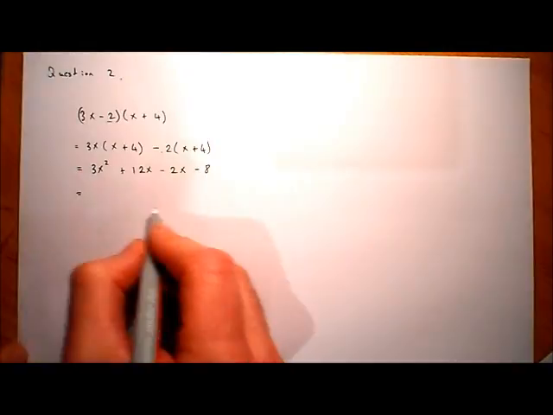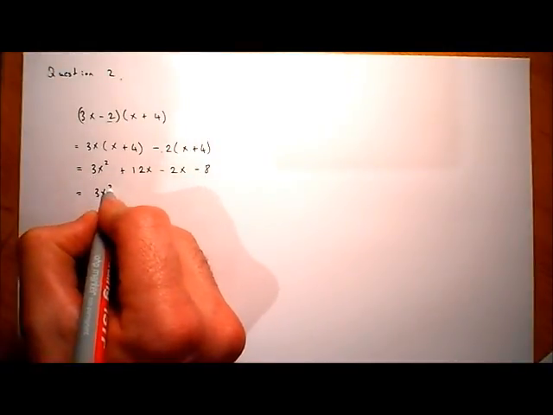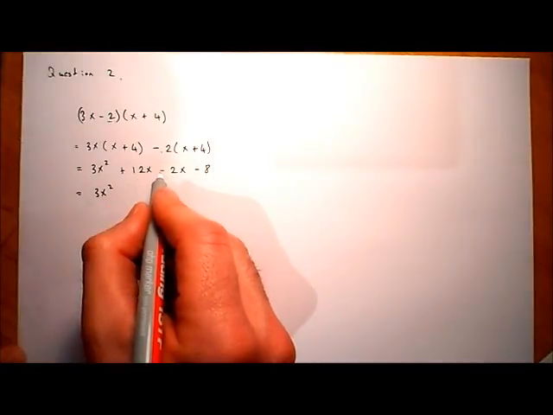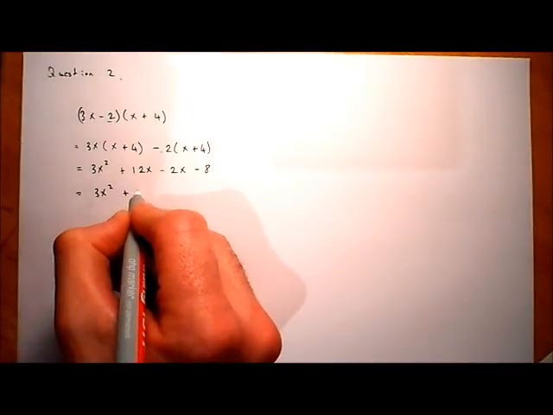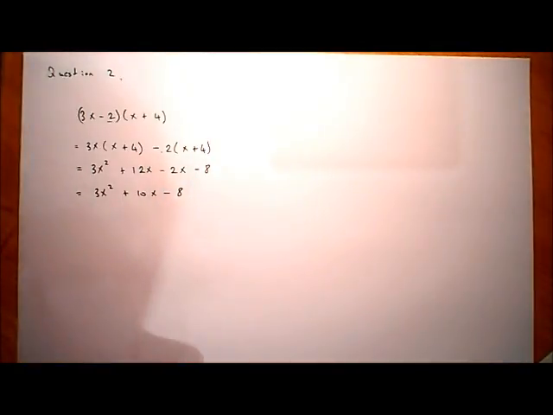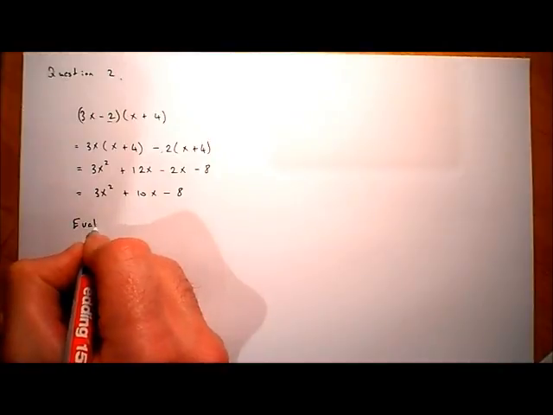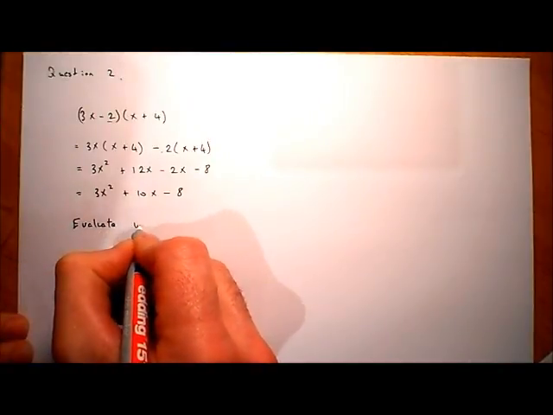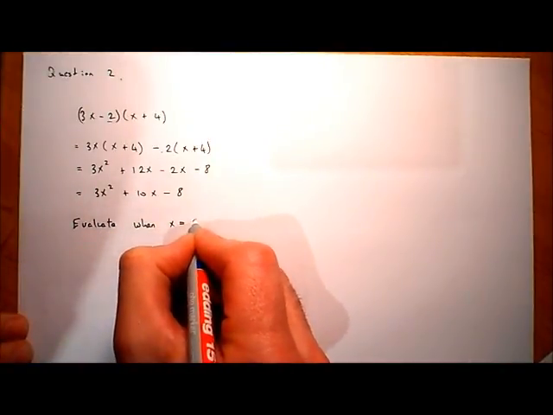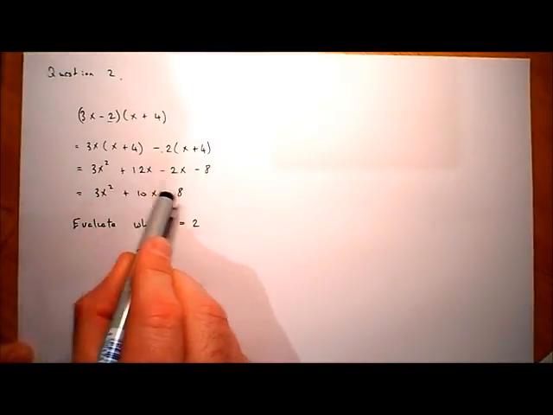And now let's just add up any like terms. So I have no other squareds here, so it's just 3x squared. I've got 12x and then minus 2x, so that gives me plus 10x, and then I've got minus 8. Now the second part of that question says evaluate when x equals 2. So that just means fill in x equals 2 into this part here.